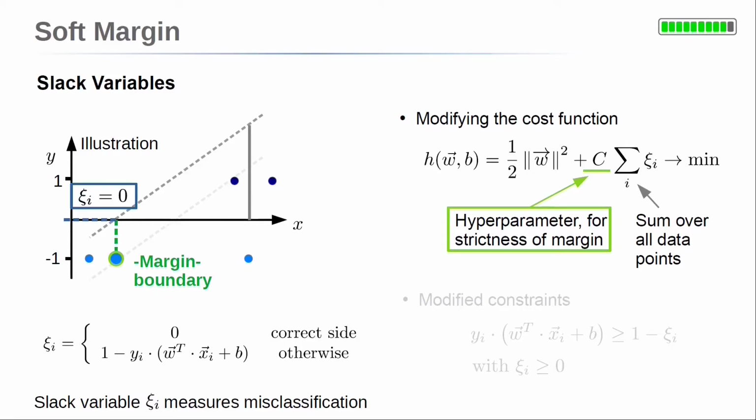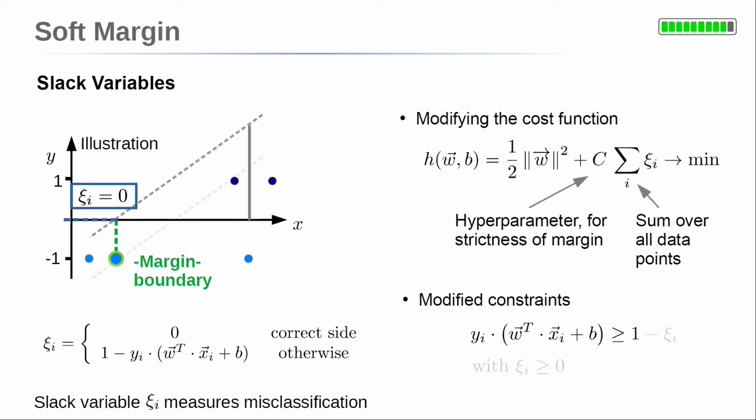Large values for the hyperparameter C lead to a hard margin. This is because of the large contributions of the slack variables measuring the misclassification. Small non-vanishing values for C lead to a soft margin, which allows for more violation of the margin.